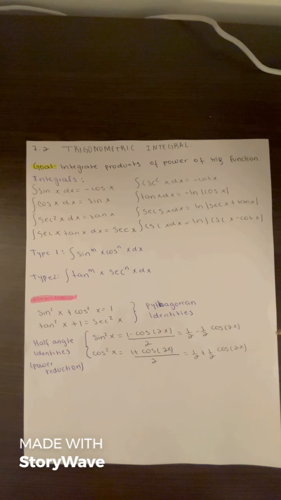Just going back to the Pythagorean identities, one important thing to remember is that sine can be expressed as cosine if you have an even power, as cosine can be expressed as sine if you have an even power. And for the half angle identities, one important key to remember is that a half angle identity takes a second power and reduces it down to a first power.